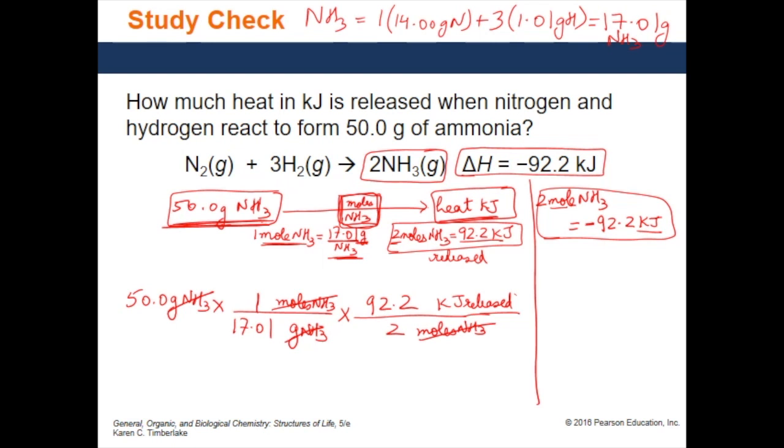that's 50.0 times 92.2 divided by 17.01 divided by 2, which is 135.5085 kilojoules of heat. How many sig figs do we want in our final answer? We have 1, 2, 3 sig figs, which means our final answer would be 136 kilojoules of heat is released.